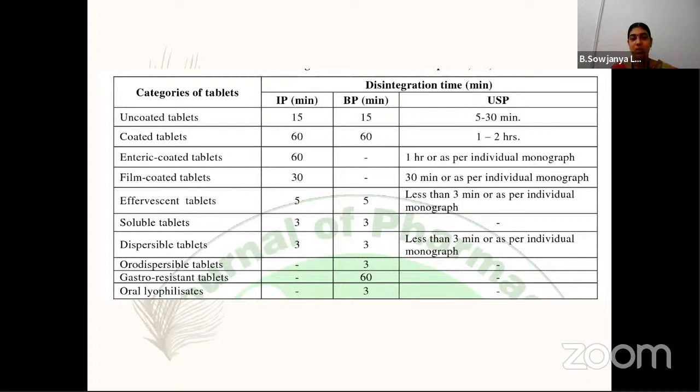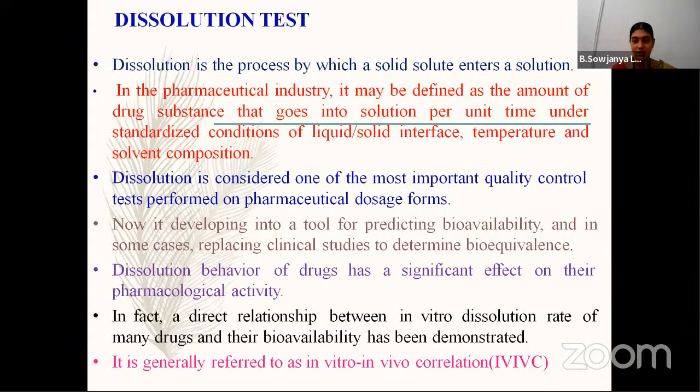And this is the comparison table, which shows a brief comparison of the disintegration time intervals for all the formulation categories of tablets mentioned in different compendiums like IP, BP, and USP. So for the uncoated tablets, 15 minutes is sufficient, and 5 to 30 minutes in case of USP. The soluble tablets, within 3 minutes it concludes. The oral dispersible tablets take only 3 minutes, and oral lyophilizate tablets are taken in BP. A 3 minute time interval is sufficient to disintegrate into fine particles.